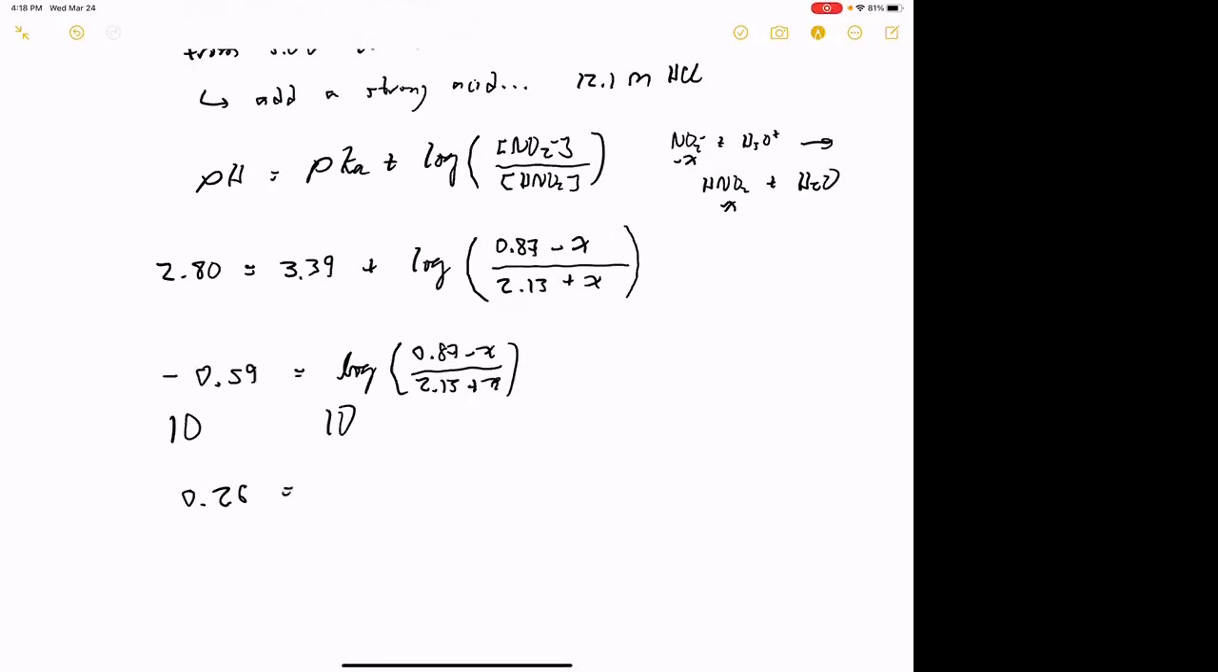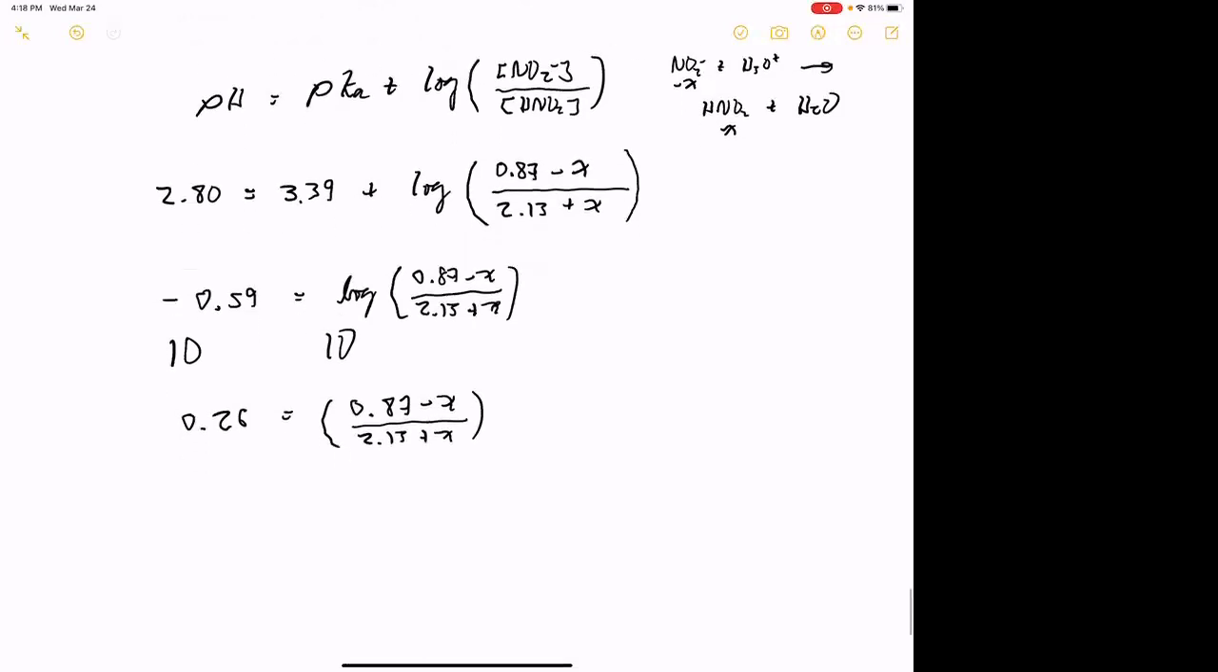And then what happens when I raise 10 to the log power? It undoes the log, right? So now I've got 0.87 minus X over 2.13 plus X. Now you do some algebra on this. I'm going to leave it to you guys to go through the algebra and get X. I went ahead and solved for X, and this is what I've got. Make sure you can do this. It's just multiplying both sides by something, distributing, and then collecting like terms. You end up with 0.25 molar. And what is that equal to? Well, it's equal to the concentration of the hydronium ion I've got to get in there to affect that change, right?